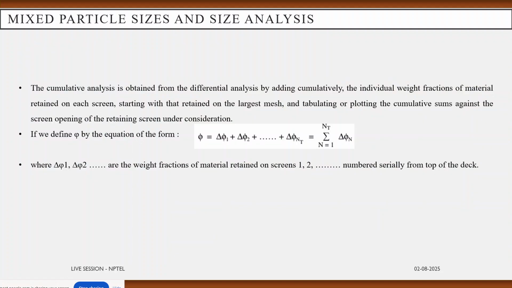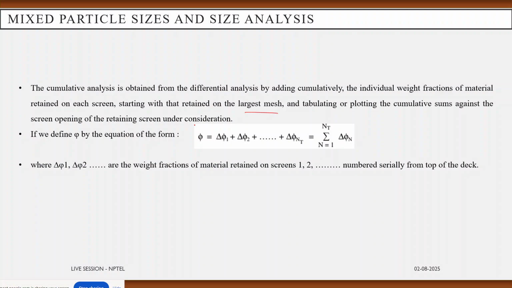So now the table we made is for the differential analysis, where we will plot the graph for weight percent retained as a function of average particle size. The cumulative analysis will be obtained from the differential analysis by adding cumulatively the individual weight fractions of material retained onto the screen, starting with that retained on the largest mesh, depending on the screen opening.